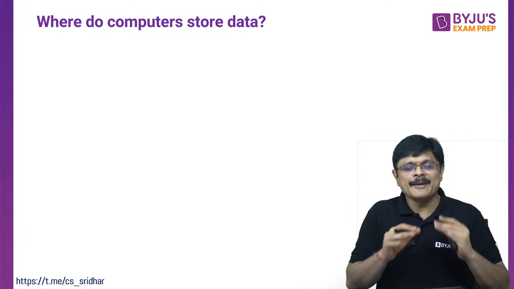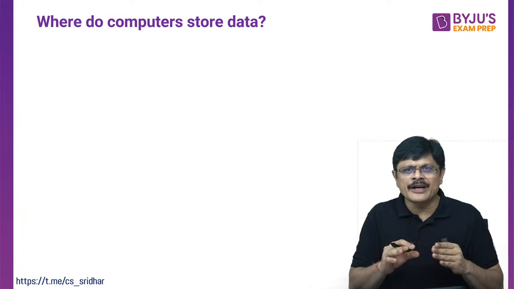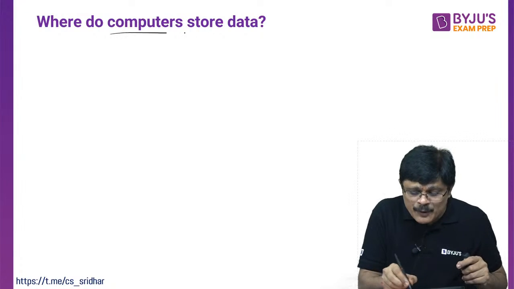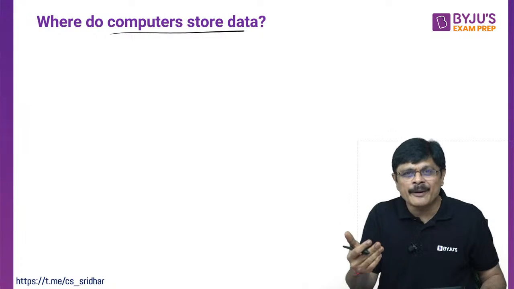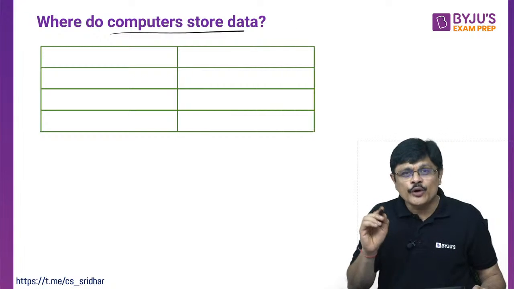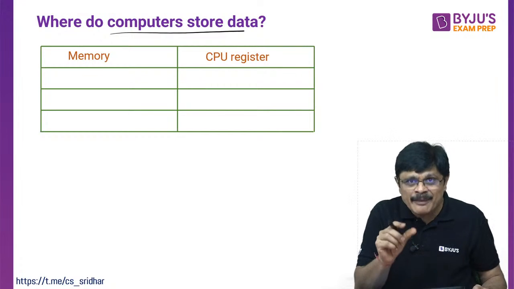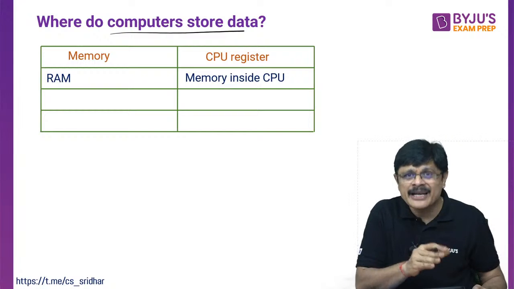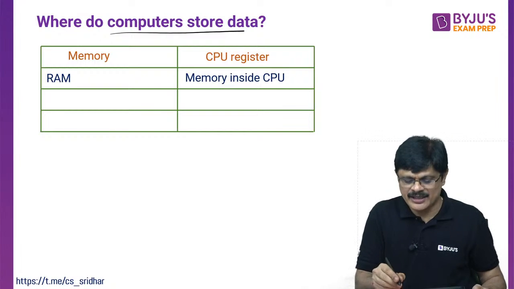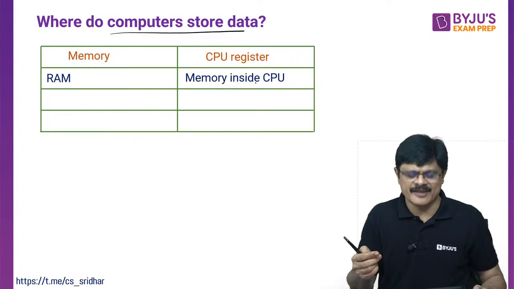Ultimately, whether it is an activation record or whatever it is, where does the computer store data when you are executing a particular program? They store the data either on the main memory or on the CPU registers. Either on the memory, RAM, or CPU registers. Memory inside the processor, my dear friends.